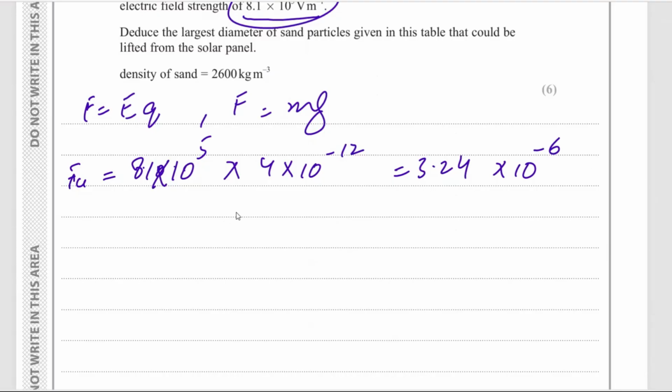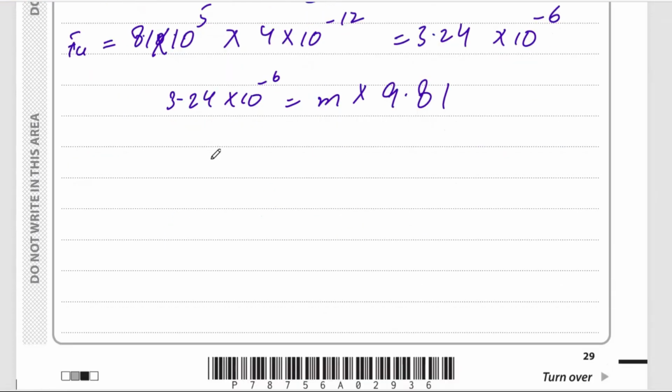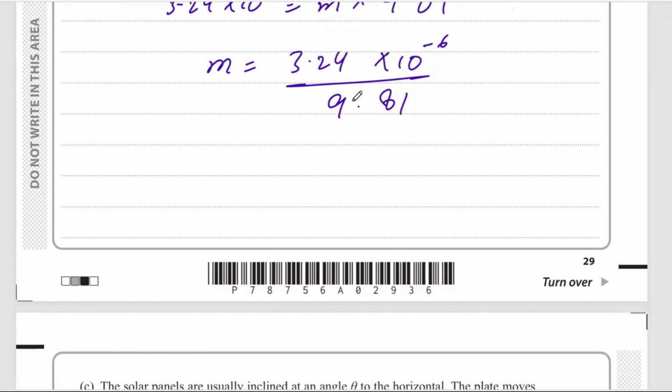For the particle to be suspended, the upward force acting, which is 3.24 times 10 to the power of negative 6, must be equal to mg. So you've got the mass, and that mass is what we need to calculate, times 9.81, and we're just going to work this down. So mass comes out to be 3.24 times 10 to the power of negative 6 divided by 9.81. So we just need to divide them down, and the mass now comes out to be 3.30 times 10 to the power of negative 7.